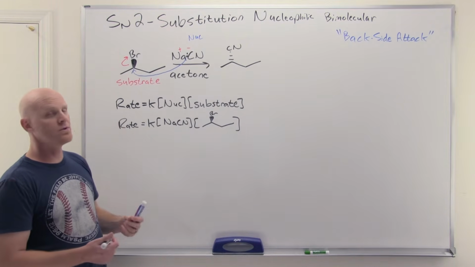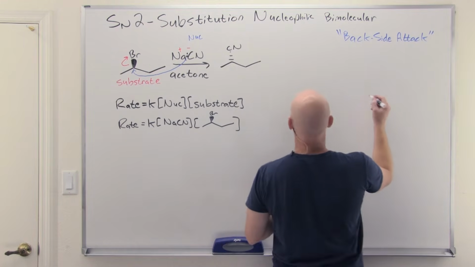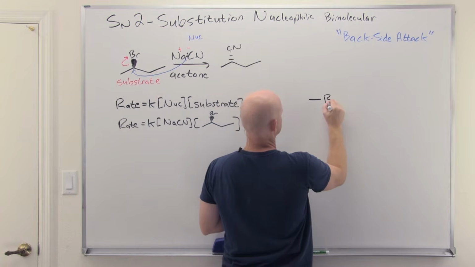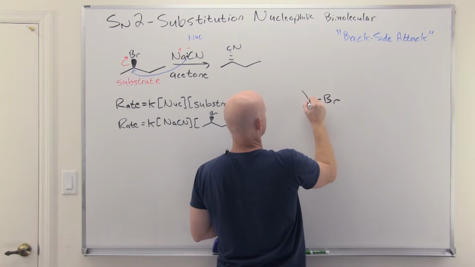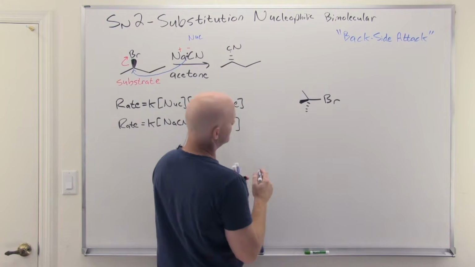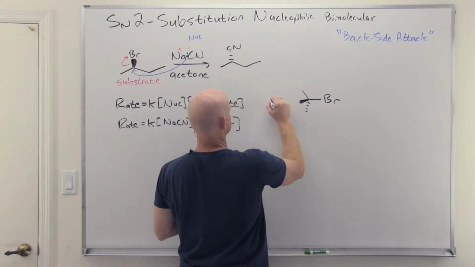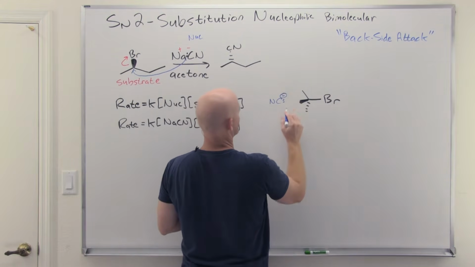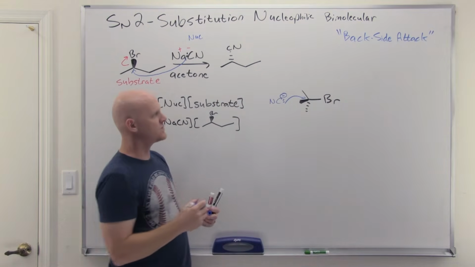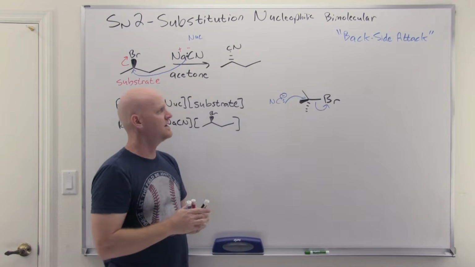Okay, so I want to take a little bit closer look at backside attack for just a minute. If we take a look at this from a different perspective, we're going to look at bromine right here, and then we're going to have 3 different groups attached like so. Backside attack in this regard has cyanide coming right in between these 3 groups, and that's going to cause bromine to break off and leave.